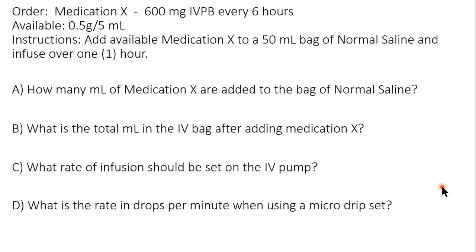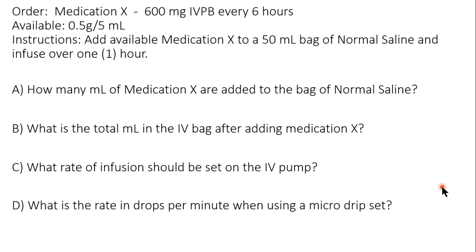We have an order for medication X, 600 milligrams IVPB every 6 hours. Available is 0.5 grams over 5 milliliters. The instructions are: add available medication X to a 50 milliliter bag of normal saline and infuse over 1 hour. First question is, how many milliliters of medication X are added to the bag of normal saline? B, what is the total milliliters in the IV bag after adding medication X?